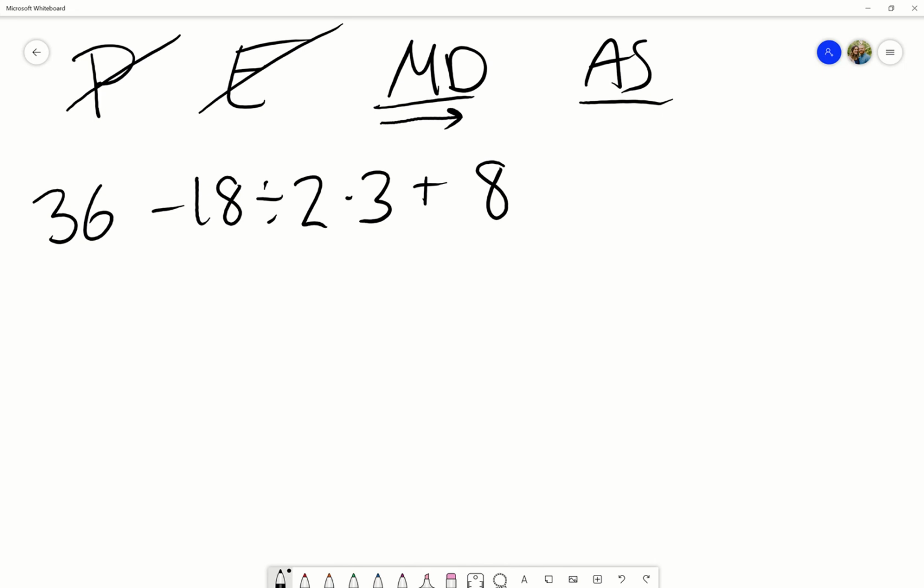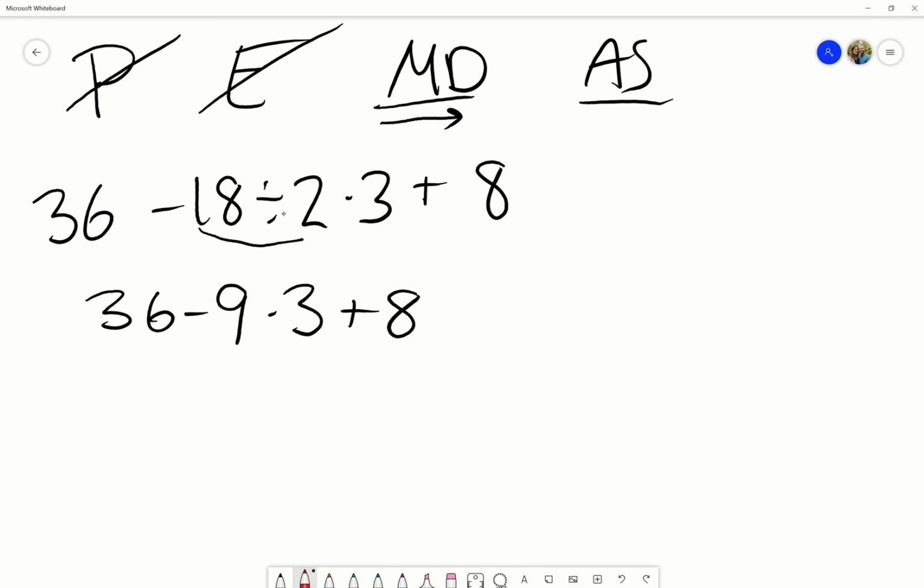So here, if I'm starting with my 36 minus 18 divided by 2, I have a problem here. 18 divided by 2 is 9. I'm going to say 9, and I'm going to rewrite everything else. 36 minus 9 times 3 plus 8. Now I want to see, any more multiplication or division? Yes, I do. I've got one right here. 9 times 3, and 9 times 3 is 27. So now I have 36 minus 27 plus 8.